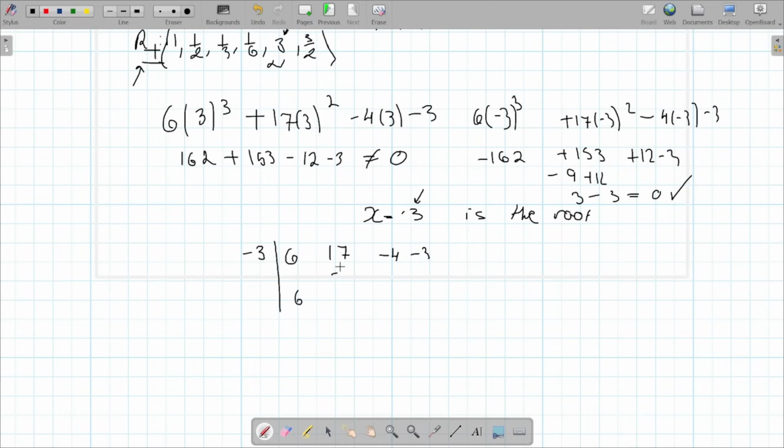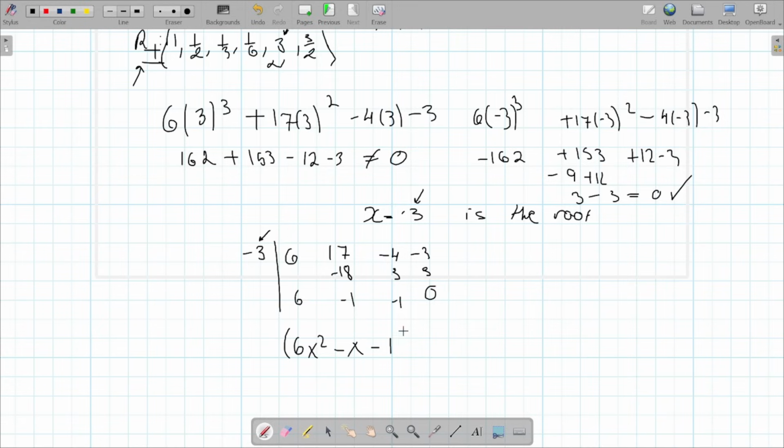6 down, 6 times minus 3 is minus 18. Then 17 minus 18 is negative 1, negative 1 times minus 3 is 3, and negative 4 plus 3 is negative 1, and negative 1 times minus 3 is 3. Obviously, you're going to get 0 as the remainder because we know it's a root. So what am I left with now? 6x squared minus x minus 1. That's what I'm left with.